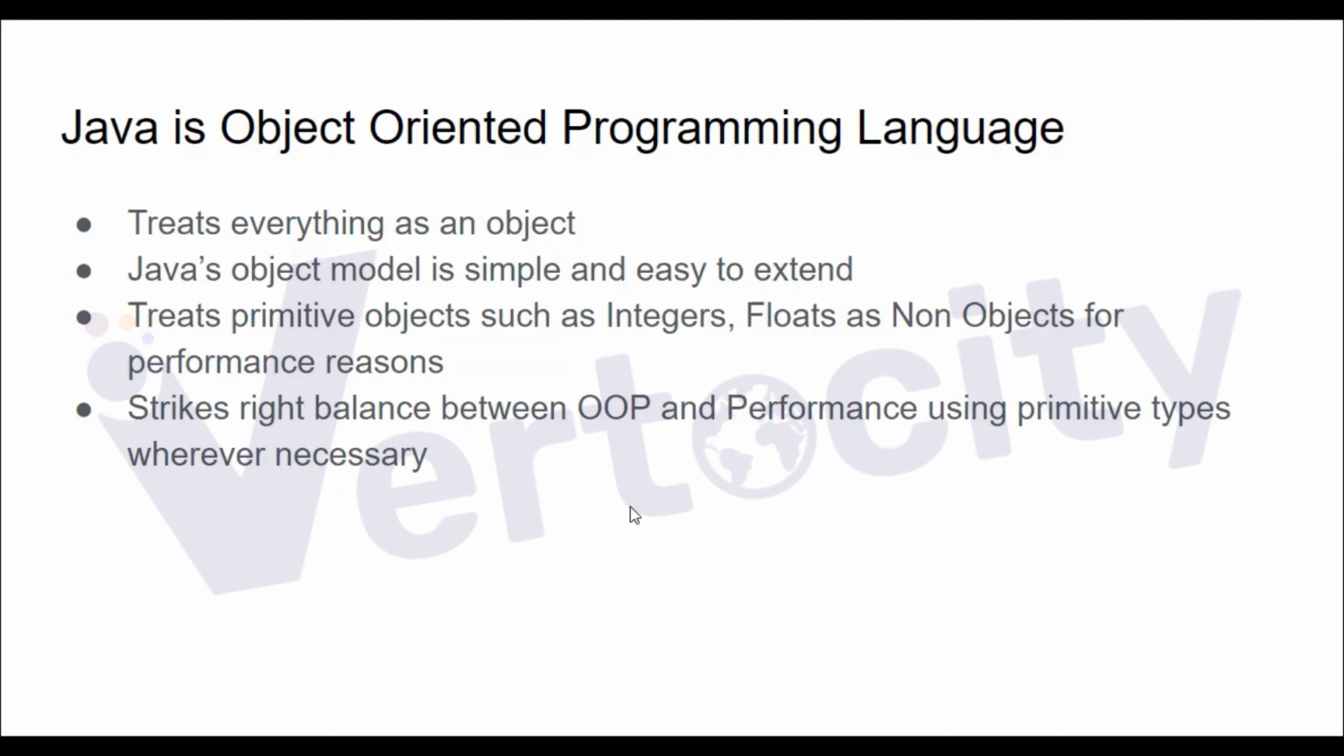There are two kinds of objects in Java. One is primitive type and the other is composite types. The primitive types are like floating types and integers, and these are treated as non-objects. These are kept out of the object model for a reason of performance. If you keep them out of the object model, the machine would perform rather faster. That is the reason these are kept as primitive types.